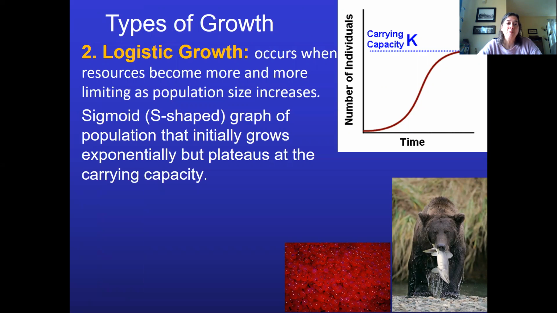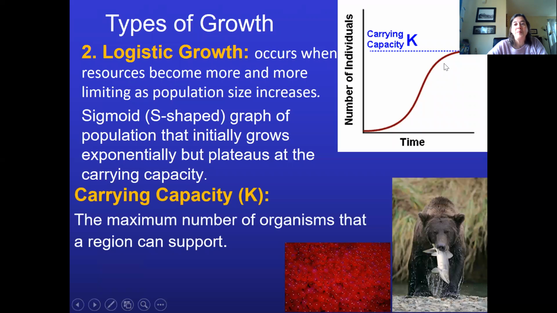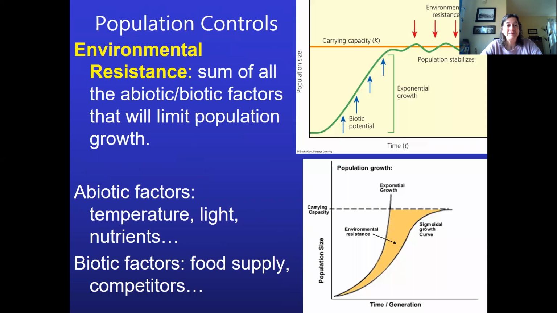So as resources become more and more limiting, your population growth is going to have to slow down. And so you get this S-shaped graph for logistic growth. If you look at it, logistic growth starts out exponential. Right about here, at what they call the inflection point in math, you start to feel your resources and growth starts to slow down until you reach something called the carrying capacity. The carrying capacity, they use a capital K for it, like Krispy Kremes, I don't know why, but it's the maximum number of organisms that a region can support.